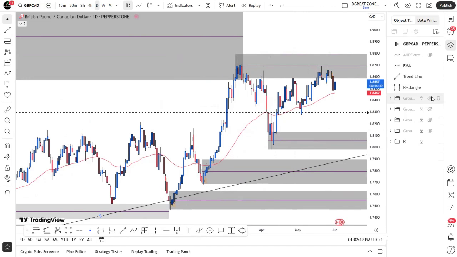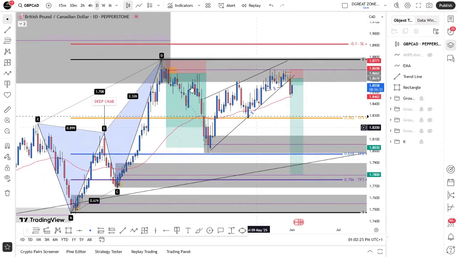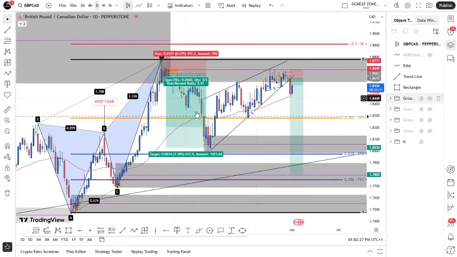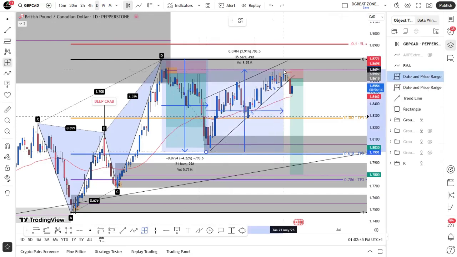Then we had a deep grab. The first move was a successful one, and secondly, this was an impulsive leg, and then we had a retracement back to this key level. You can see the distance price took from here to this point was how many bars? 21 bars, and it took 29 days. Now from here to this point, how many bars? 35 bars, and it took 49 days. So this is an impulsive move, and this is a retracement move.